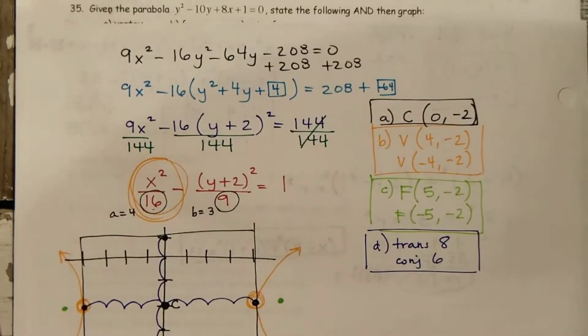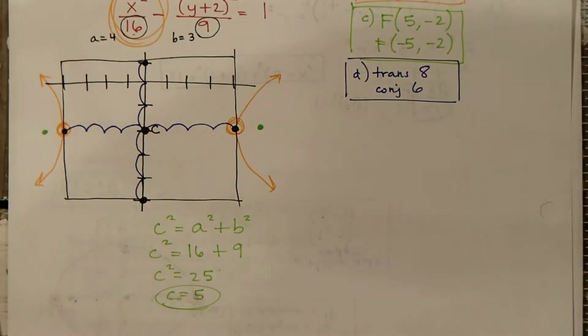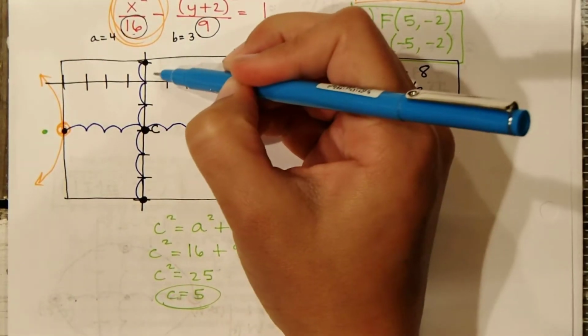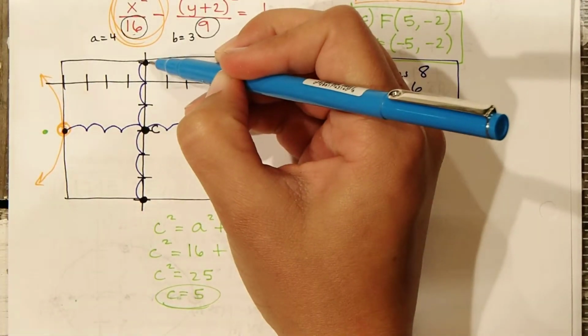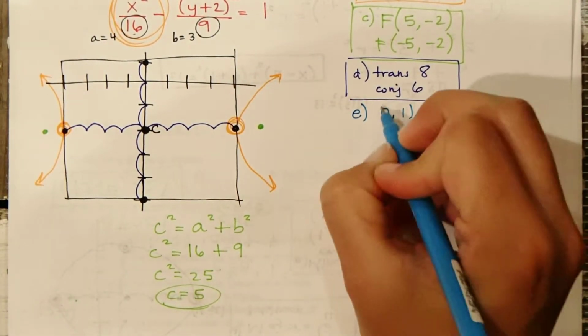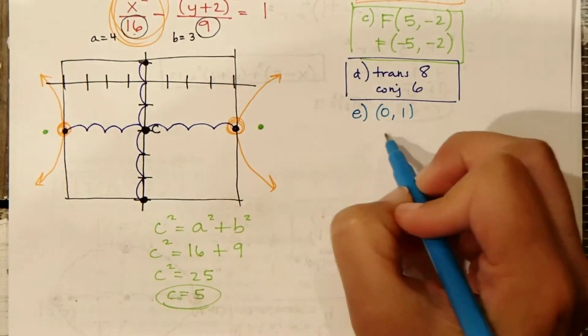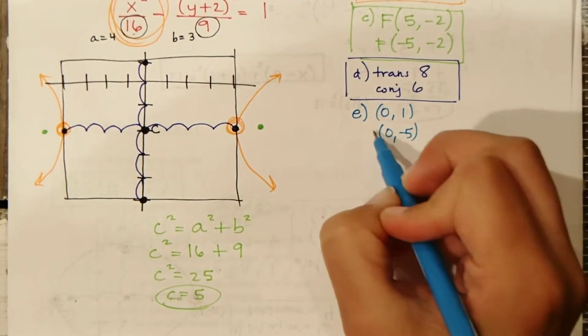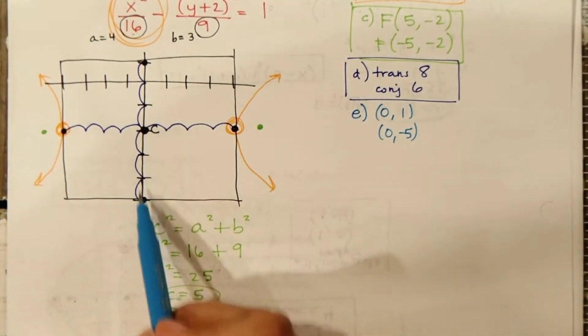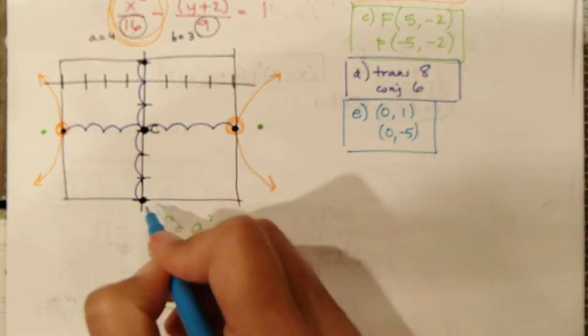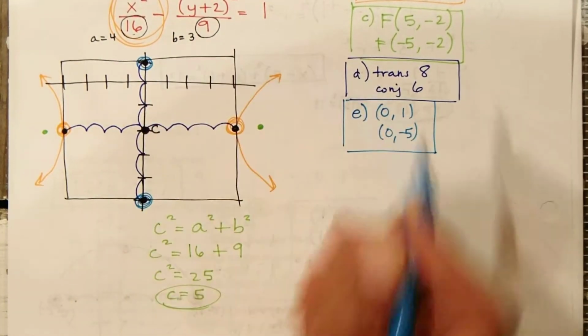All right, part E, endpoints to the conjugate axis. So the endpoints to the conjugate, if we look at our graph here, that's (0, 1) and (0, -5). The conjugate axis is the minor axis for the hyperbolas. So that's all for that one. That's these 2 points here.